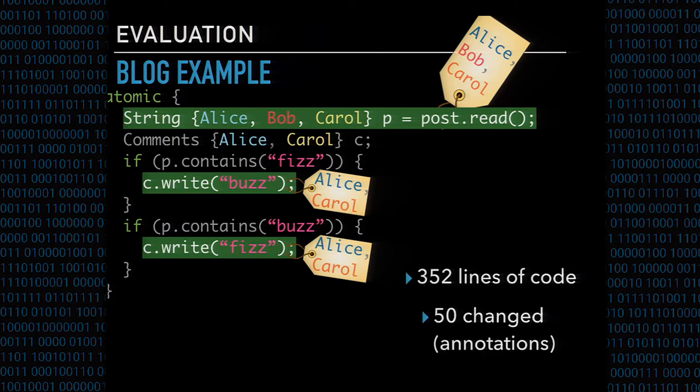These transactions didn't have to be refactored. They're already monotonic. But of the original 352 lines of code, we did have to change 50 lines for annotations. Right now, our label annotations are very explicit types provided by the programmer. And type inference would almost certainly drop this burden enormously, the way it does in, say, OCaml or Haskell. But we don't have that yet.